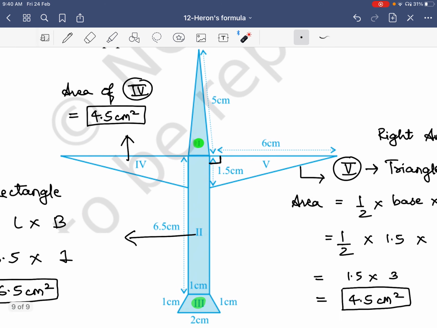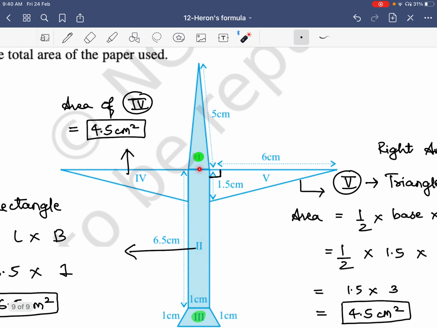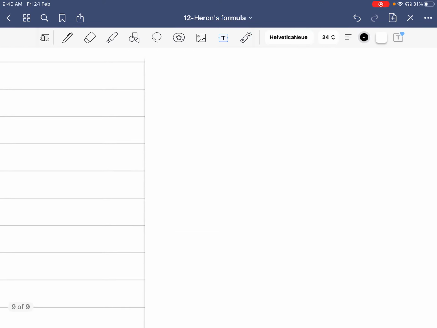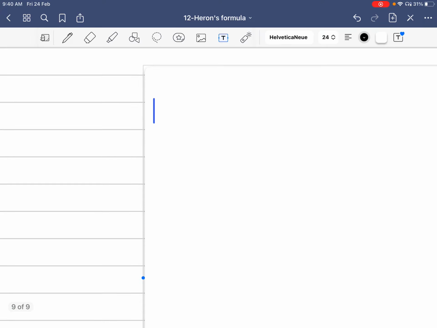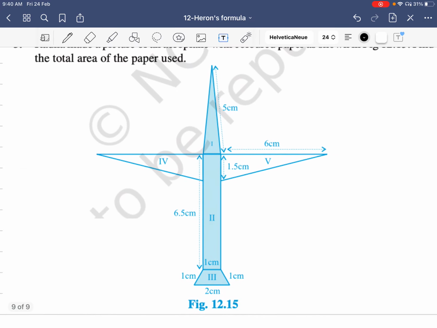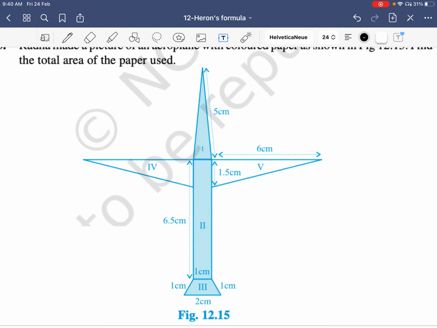If you look at this part number 1, we have this triangle here. In fact, let's come down here because we have a copy of this figure so that we have a lot of space. It's the same picture. Let me highlight this whole triangle. Our focus is on this triangle which is at the top of this aeroplane. It's in fact called the nose of the aeroplane.